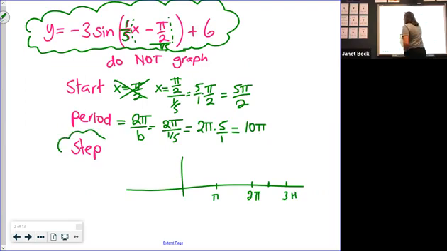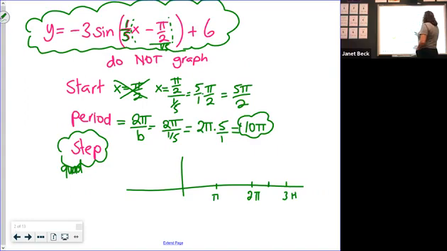So what's your step? The other word we sometimes use for step is the quads. You get that period, and you have to divide it into 4. There are 4 steps that make up a full period. So it'd be 10 pi divided by 4, which gives you 5 pi over 2, 5 halves of pi.